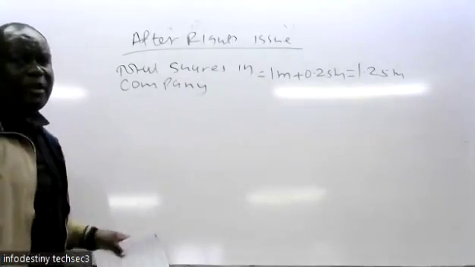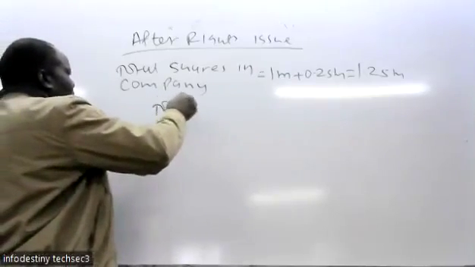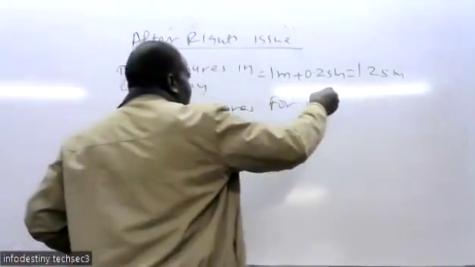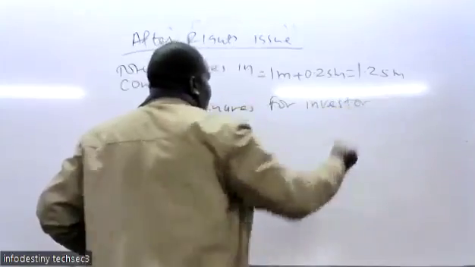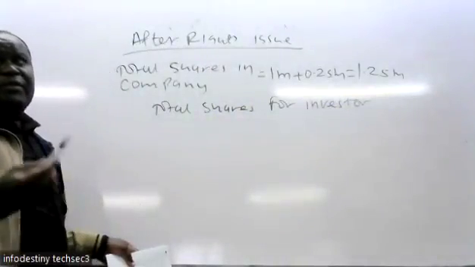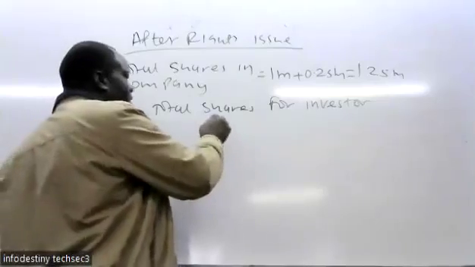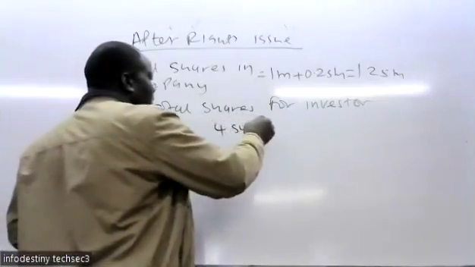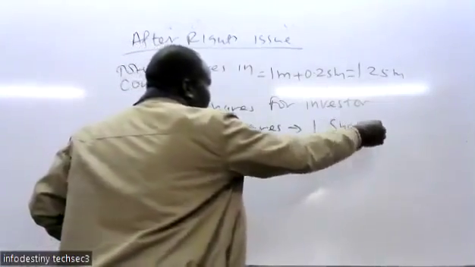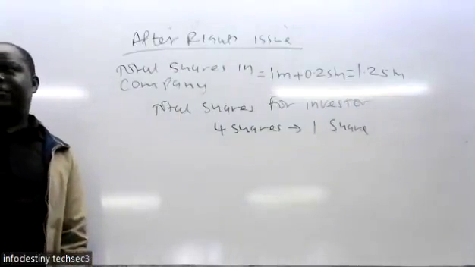But we also need to get the total shares for the investor. We also need to get the total number of the shares for the investor. The number of the rights is for every 4 shares, you get 1 new share.